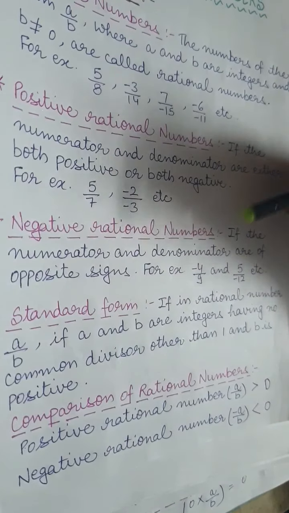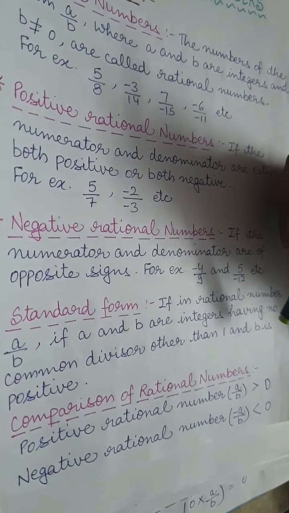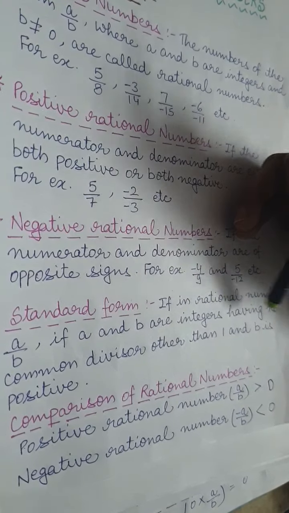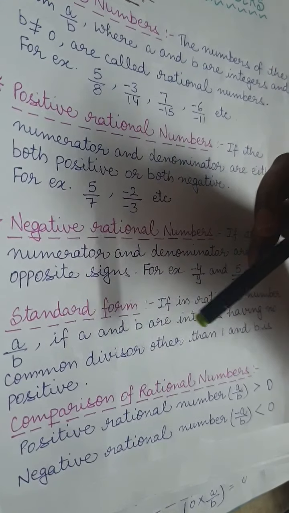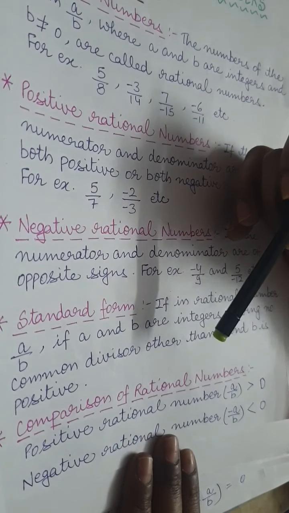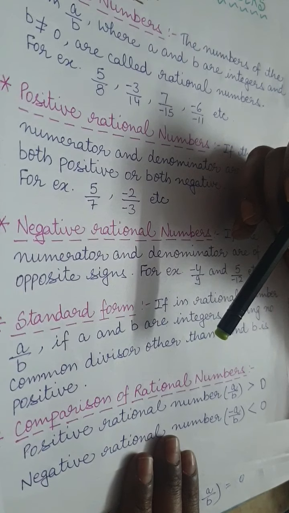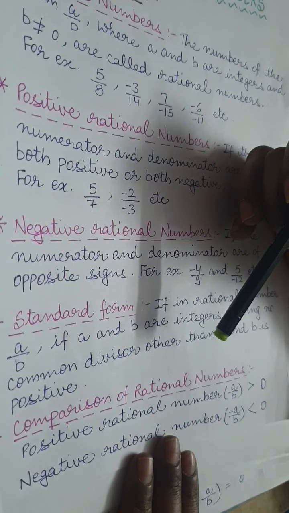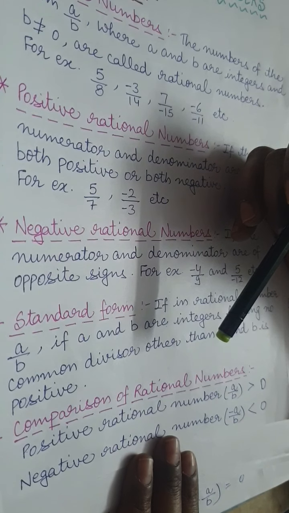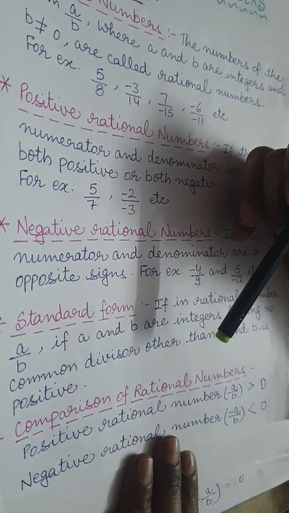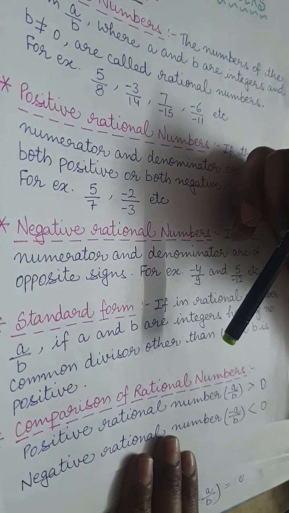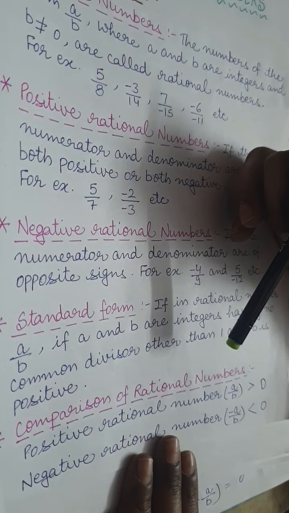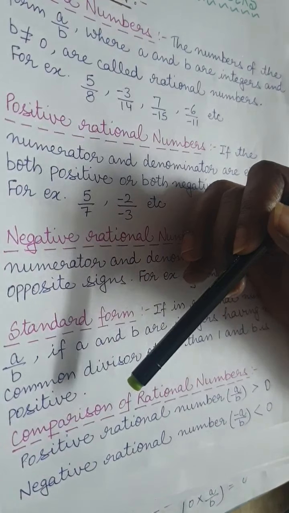Now the standard form of rational numbers. If in a rational number a upon b, a and b are integers having no common divisor, मतलब कि अगर हम न्यूमरेटर और डिनोमिनेटर को किसी एक नंबर से डिवाइड नहीं कर सकते, then it will become its standard form. अगर किसी एक नंबर से हम उसको डिवाइड नहीं कर सकते, then what it will be called? It will be called standard form. We will take examples also.